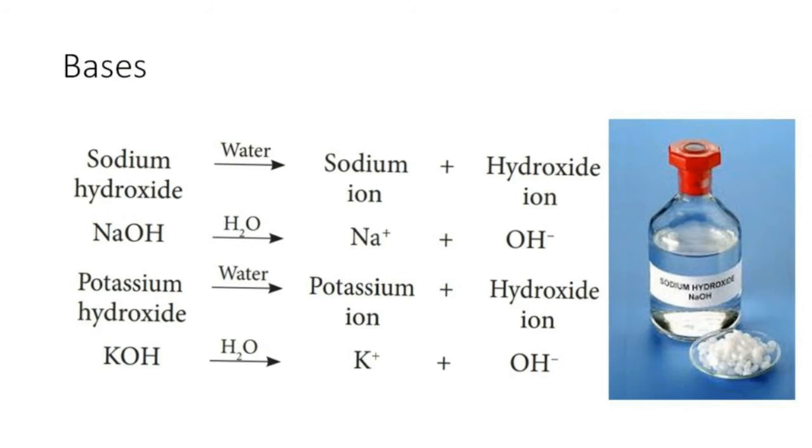Say first, the sodium hydroxide on dissolving in water gives sodium ion Na+ and the hydroxide ion OH-. In the same way, if we dissolve potassium hydroxide in water, it gives potassium ion, that is K+, and hydroxide ion OH-.